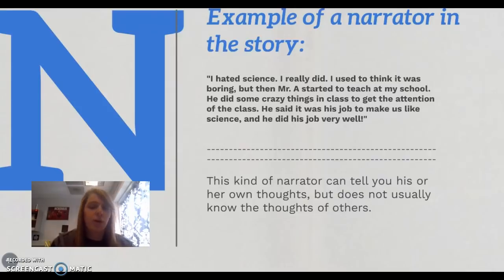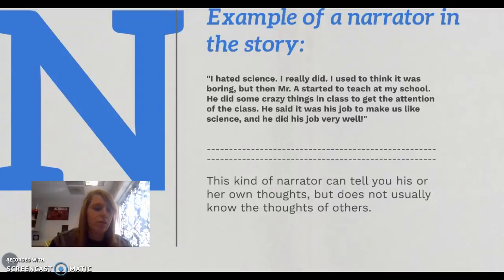So our clues here: we know that our narrator, the person telling the story, is a part of the story. He was in the class. I hated science. Because of the clues I and us, he did some crazy things in class to get the attention of the class. He said it was his job to make us like science. So I, us, those kinds of things let us know that he was there. He is a part of the story. So those are your clues.